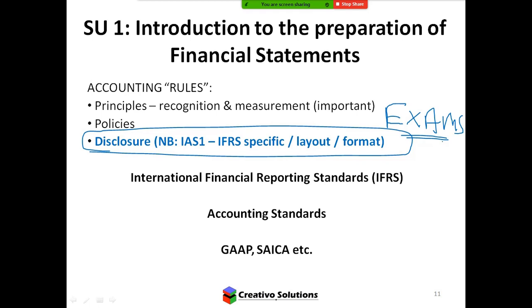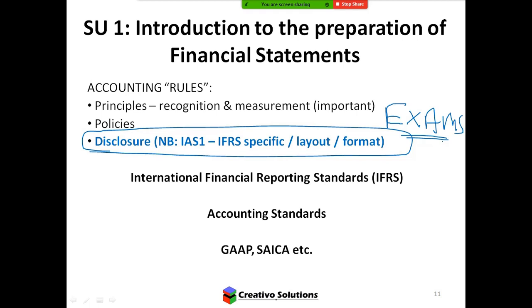When you did 1502, in that module, you had shorter questions. You had a bank recon. You might have had a question on inventory. You had multiple choice perhaps. But long questions, okay, you didn't have much disclosure.